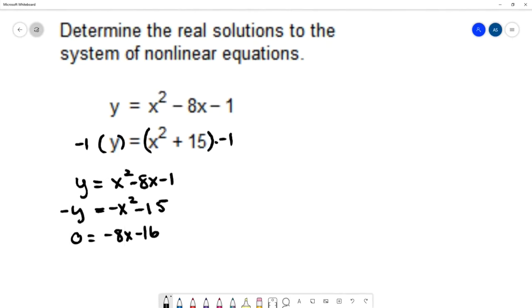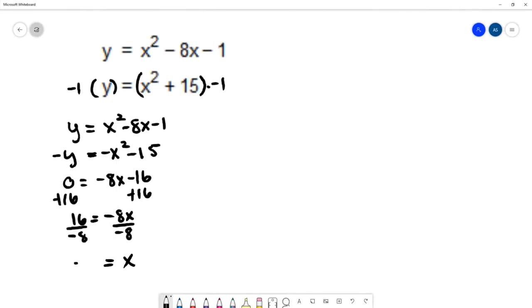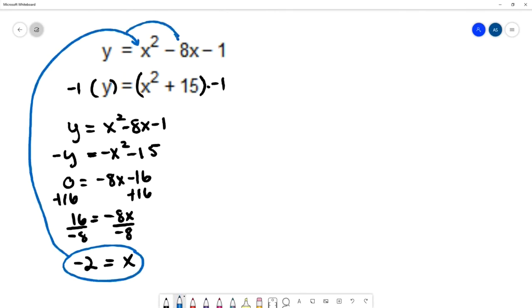Now I can solve for x. I'm going to add 16 to both sides. That gives negative x equals 16. Divide by negative 8. And that gives x equals negative 2, just like we got with the previous method. So let's try substituting this into the other equation this time.